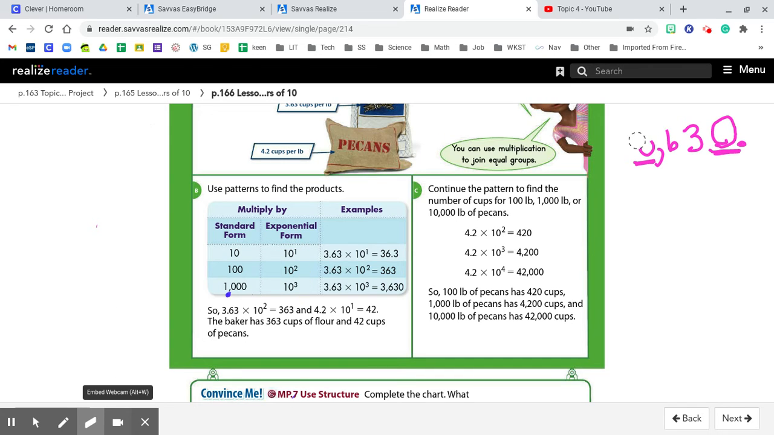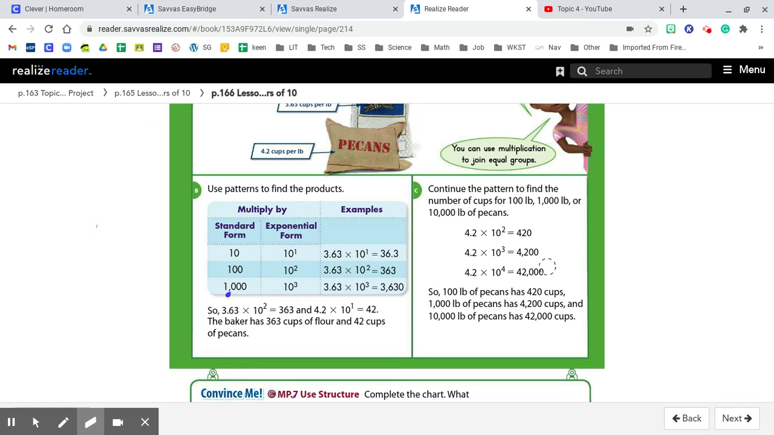Continue the pattern to find the number of cups for 100, 1,000, or 10,000. So when we're multiplying by 10 to the first power, we move the decimal one place. 10 to the second power moves it 2, 10 to the third power moves it 3, and the same over here. 10 to the first power moves it one place. 10 to the second power moves it 2 places. 10 to the third power moves it 3 places. 10 to the fourth power, we haven't done that yet, you're going to be moving the decimal 4 places.